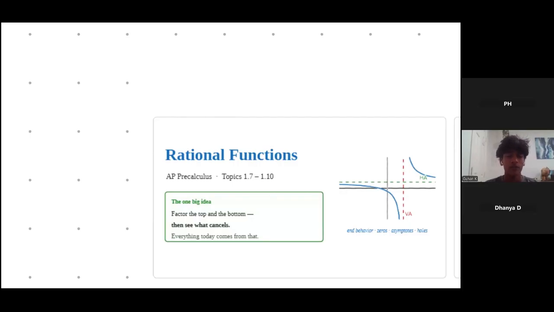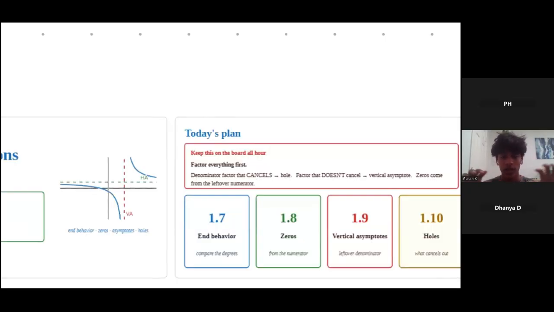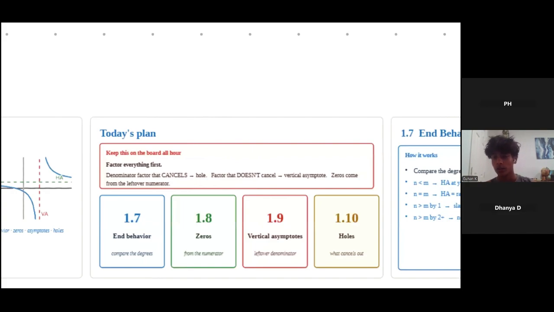Whenever you get a rational function, always try to factor first, because when you factor, that's when you start to see things cancel out, which results in holes and vertical asymptotes, etc. So that's why the first thing to do is always factor. Now let's look at the first examples.